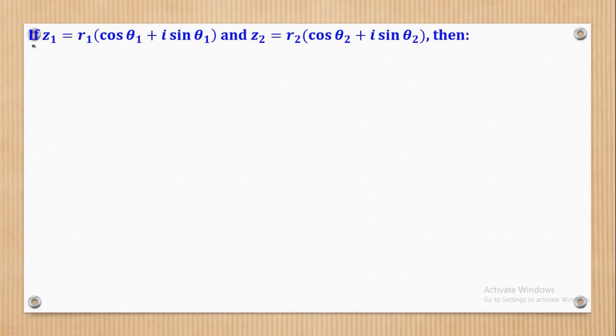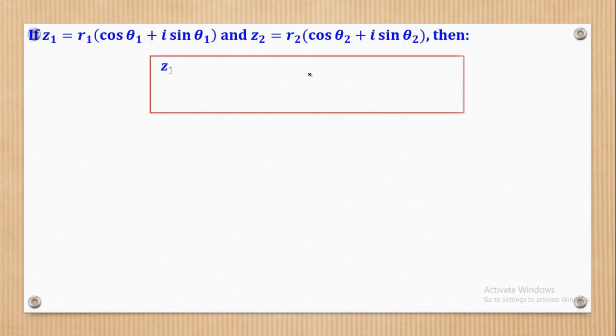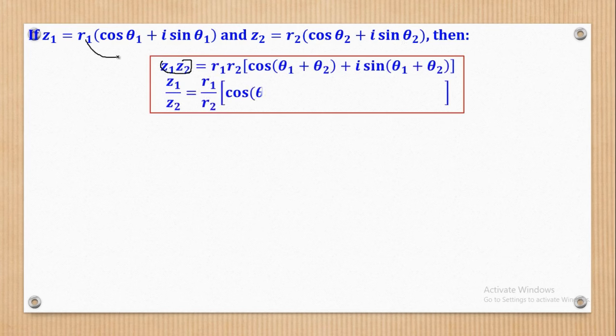Now there are some special concepts we need to know here. So if z1 is a complex number with modulus r1 and argument theta 1, it can be expressed in modulus argument form as this. Then also if z2 is a complex number with modulus r2 and argument theta 2, it can be expressed in modulus argument form as this. Now it implies that when I multiply the two complex numbers, the moduli will be multiplied together to give you this, but the arguments will be added.